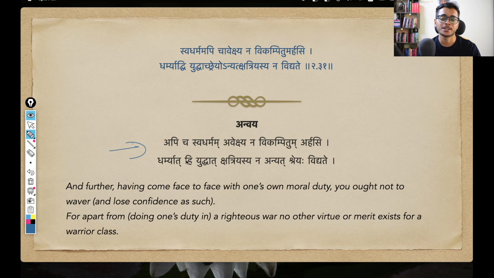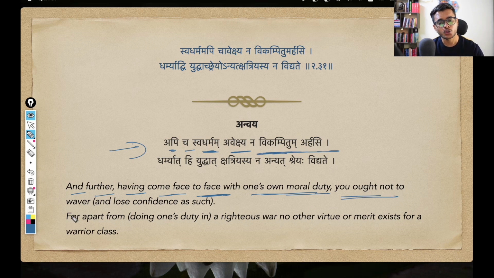In the previous shloka itself, we saw Krishna reminding Arjuna to shake off your delusion, shake off your dejection, and be steady and fight this war. And the same thing is continuing in this shloka. That is why we start with apicha, and furthermore. Swadharmam avekshya, having come face to face with swadharma, with one's own moral duty, vikampitum na arhasi, you ought not to waver, you ought not to tremble and lose confidence.